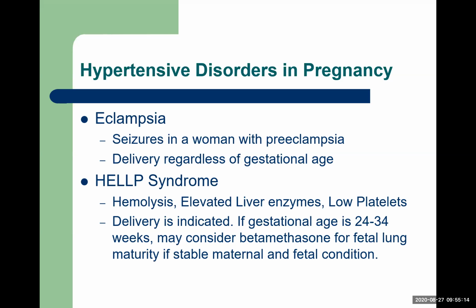Now, if the gestational age is of extreme prematurity, especially 24 to 30 weeks, but even up to 34 weeks, delivery may be temporized while we administer betamethasone. Again, if the mom and the baby are in an otherwise stable condition. Now, if mom deteriorates during this process of trying to get betamethasone complete, or the baby develops non-reassuring fetal status, then delivery is indicated.